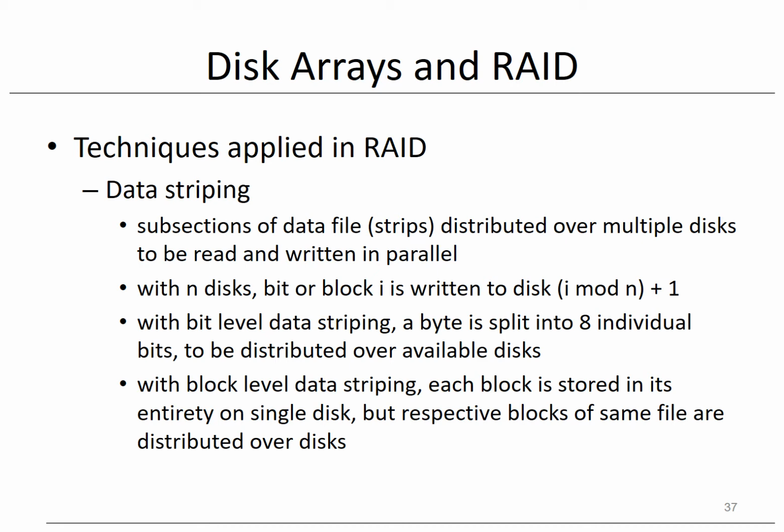With block-level data striping, each block is stored in its entirety on a single disk, but the respective blocks of the same file are distributed over the disks. In this way, individual block accesses remain independent. Efficiency of a single block access is not increased, but different processes can read blocks in parallel from the same logical disk, hence reducing the queuing time. Also, a single large process can read multiple blocks in parallel, hence reducing the total transfer time.